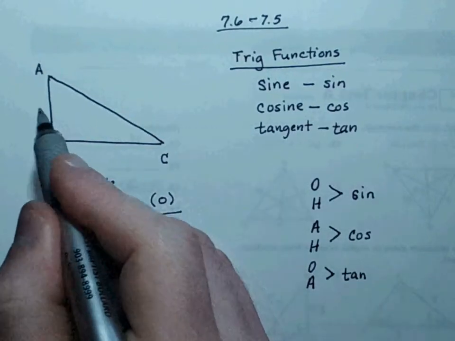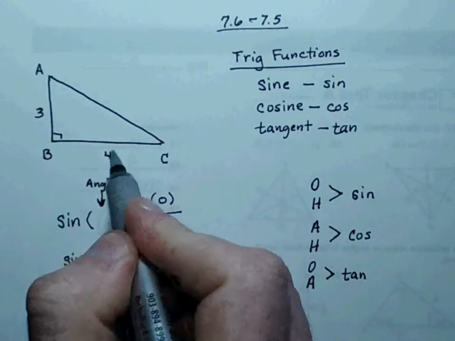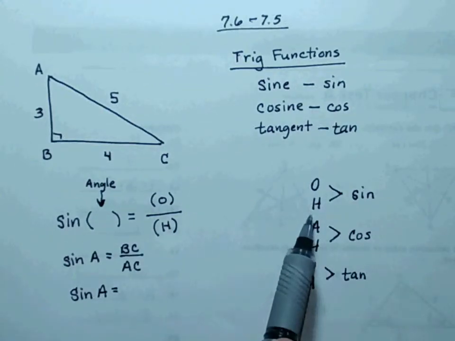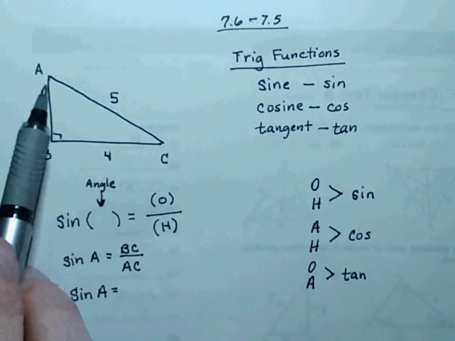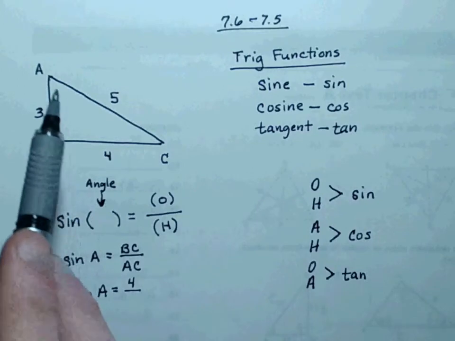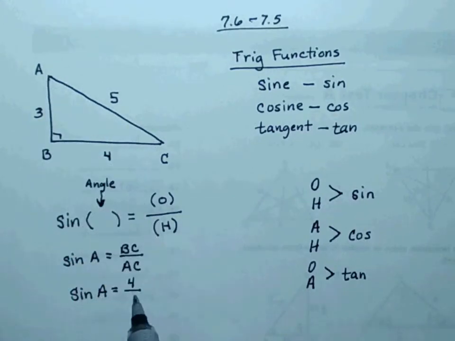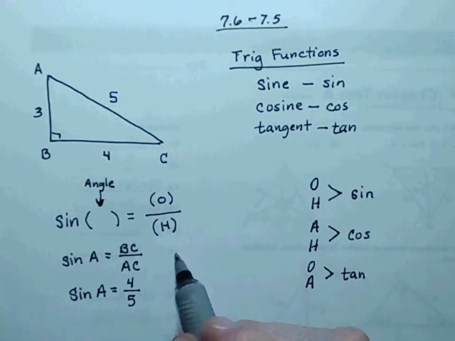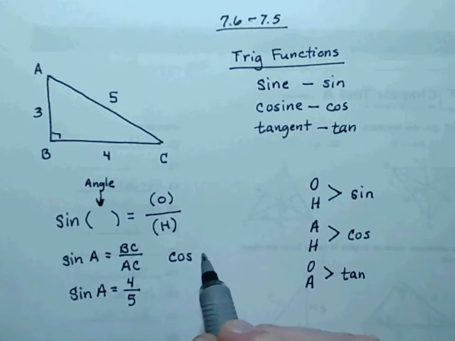So let's put some numbers in here. Now if I wanted to find the sine of angle A, sine is opposite over hypotenuse. So the sine of angle A would be 4 over the hypotenuse, which is 5. 4 over 5. Now let's look at what we would do if we were going to take the cosine of angle A.